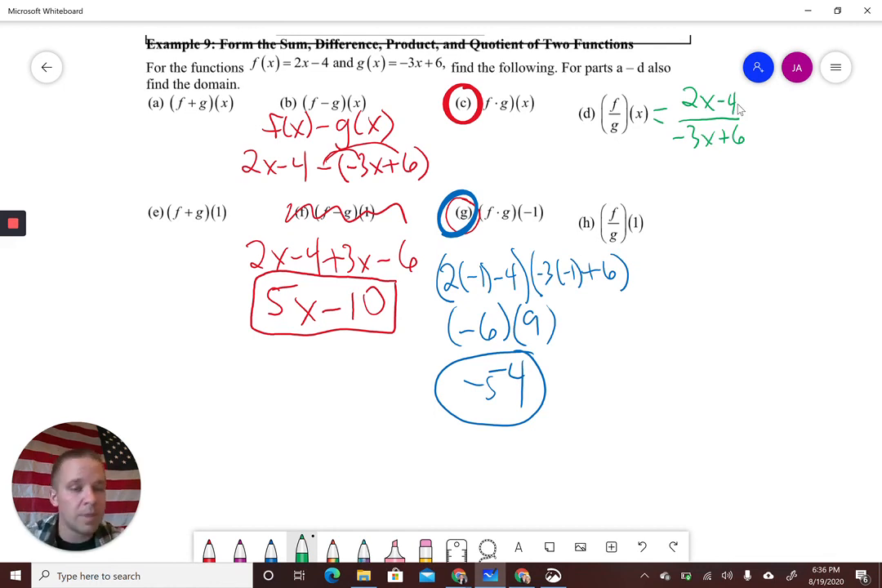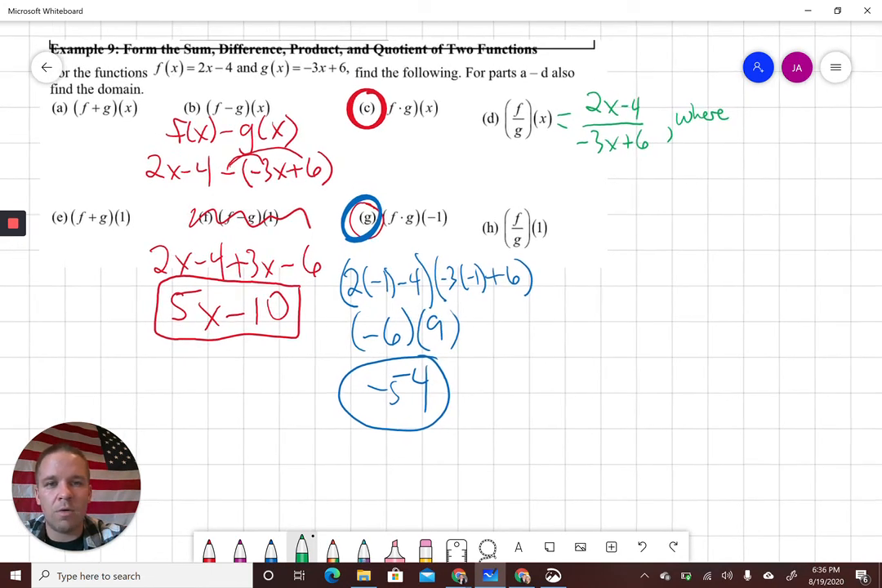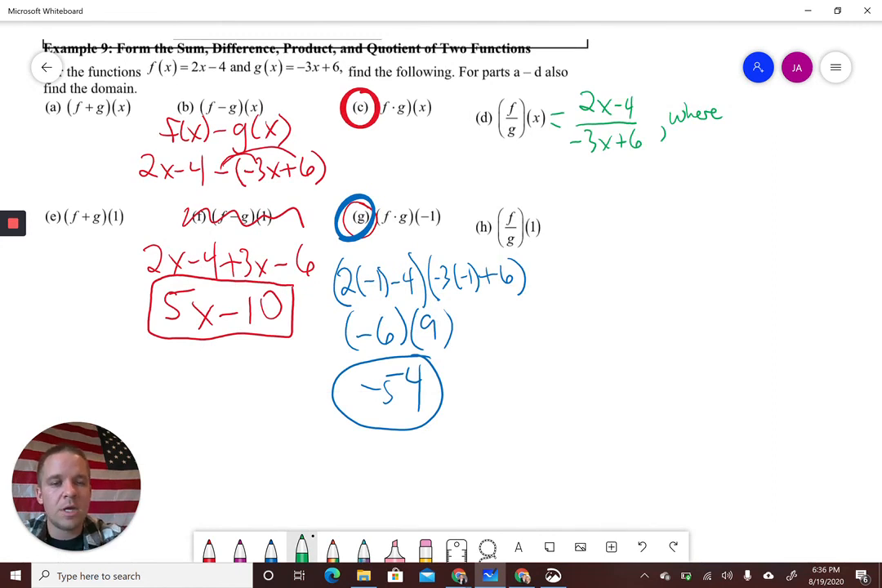Almost. I also have to have my domain, right? Which we could say where, and we could either use set or interval notation. We'll do interval for now. What is x not allowed to equal? What can I not divide by? I can't divide by 0. So I've got to solve that denominator for 0. Let's do a little side work here, and I'll do that in purple.